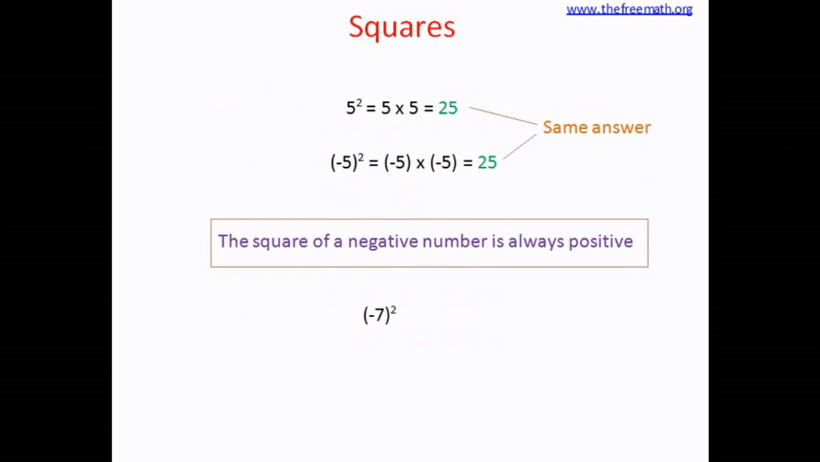Let's see some more examples. Negative 7 squared equals negative 7 times negative 7 equals 49, which is the same as the square of 7. Negative 10 squared equals 100, and this is the same as the square of 10.